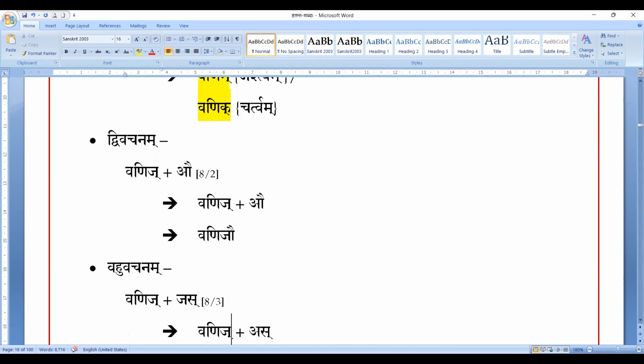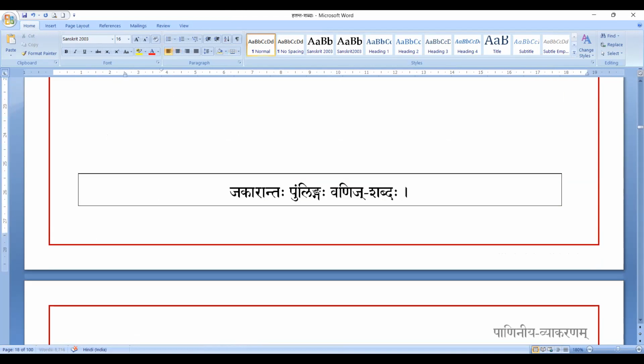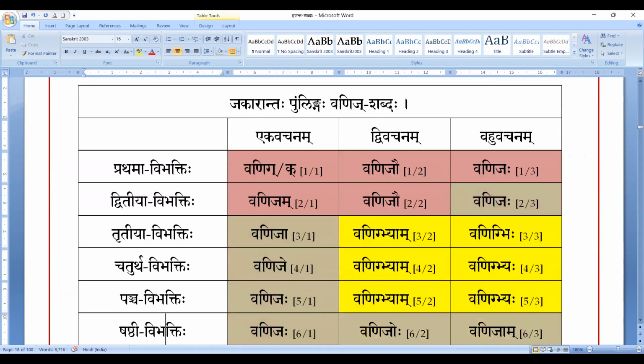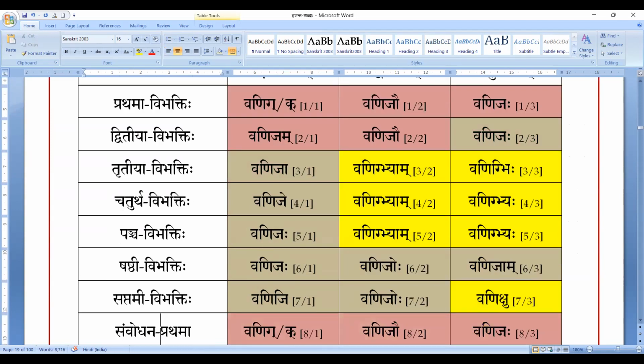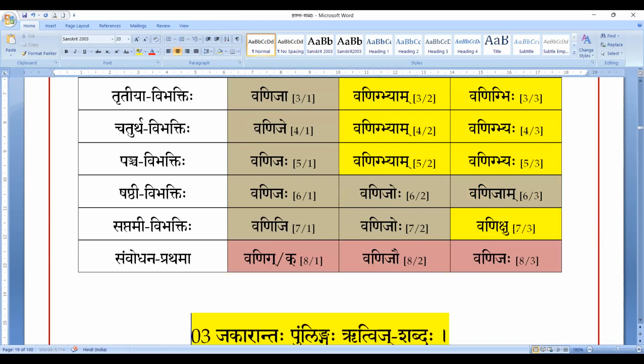Vanij Shabda, Jakarantah, Pullingah, you can see in the Shabda Manjari. Vanik or Vanig, Vanijau, Vanijah; Vanijam, Vanijau, Vanijah; Vanija, Vanigbhyam, Vanigbhih; Vanije, Vanigbhyam, Vanigbhyah; Vanijah, Vanigbhyam, Vanigbhyah; Vanijah, Vanijoh, Vanijam; Vaniji, Vanijoh, Vanikshu; He Vanik or He Vanig, He Vanijau, He Vanijah.